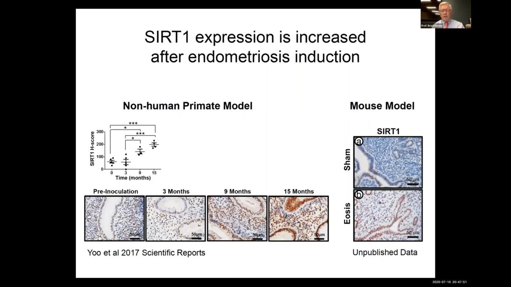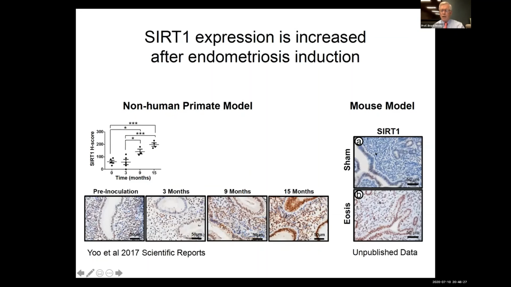When we induce endometriosis in the baboon, pre-inoculation, Sirt1 is low. At 3 months, it's still low, but by 9 months and 15 months, you can see that Sirt1 expression is going up and up. And by 15 months, the inflammation is well established, and Sirt1 is a constant protein that's present. Sirt1 is, again, I remind you, a histone deacetylase that is actively turning off genes that progesterone is trying to turn on.